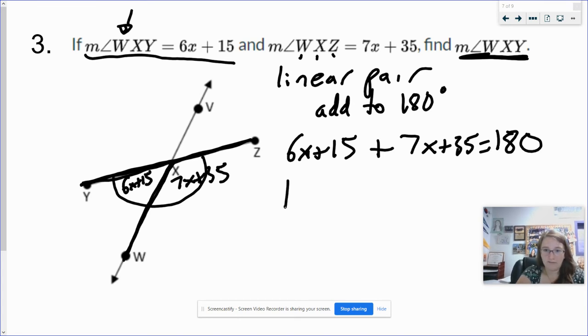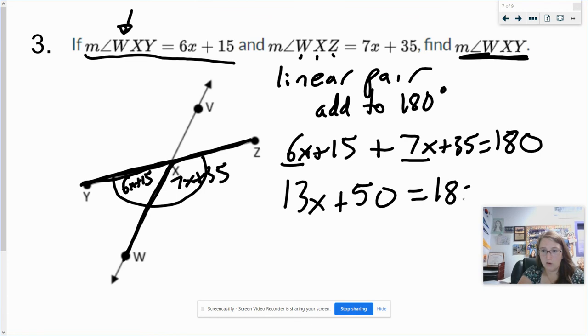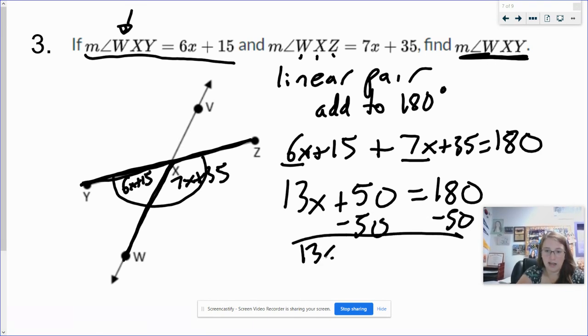So we have 13x plus, we have from here, this is 50. I just combined like terms, equals 180. And then we would go ahead and solve it. So minus 50, minus 50. We got 13x equals 130.